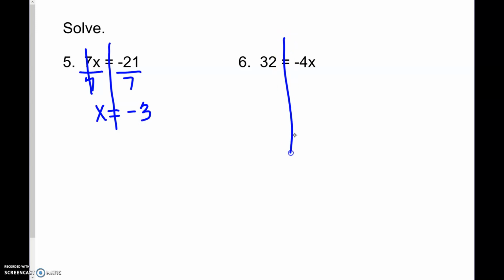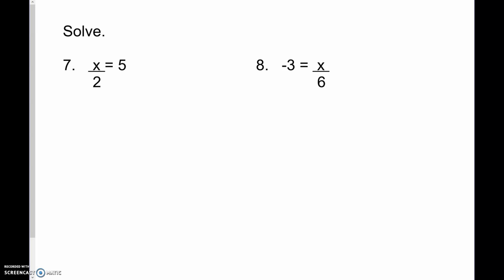All right, over here we have negative 4 times x. The opposite of times is divide. So what we're going to do is divide. And what kind of number is that? That is a negative 4. So we're going to divide by a negative 4. 32 divided by a negative 4 is negative 8. And here, negative 4 divided by negative 4, that simplifies to just 1. So we would have 1x. And remember, mathematicians are efficient, so they don't write that 1, and we just say x is negative 8.